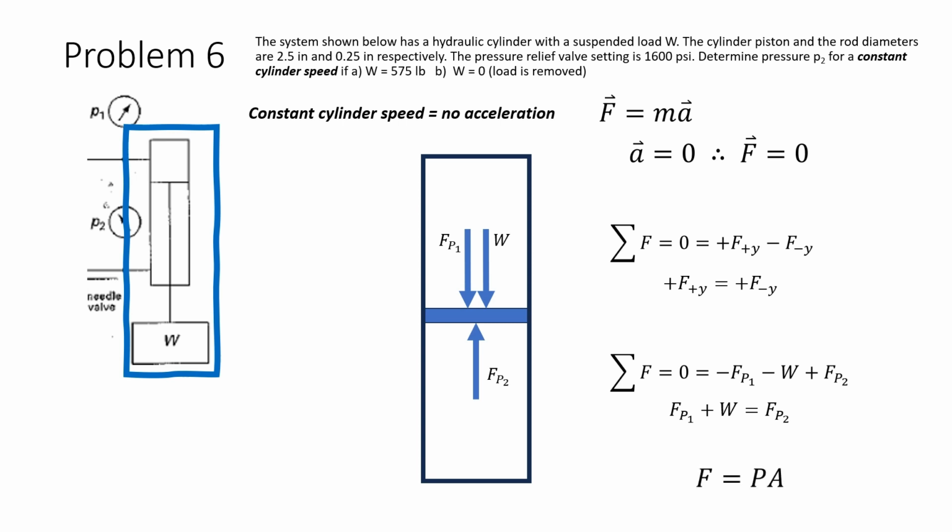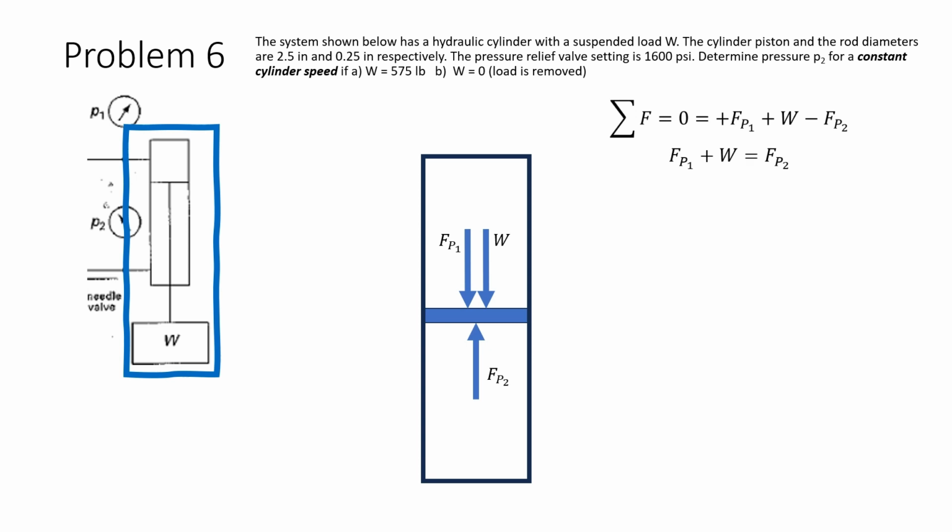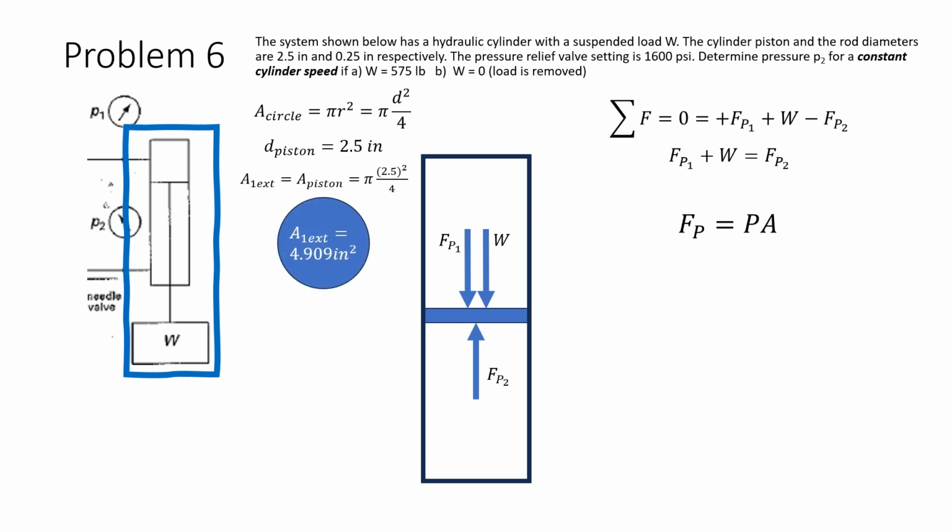Now where we're going to pull in our fluid class is with force equals pressure times area. Let's just carry over those equations. When it comes to the area that our air pressure is acting on, the area of a circle is pi r squared, or pi d squared over 4. The first value we have is the diameter of the piston, 2.5 inches. If we plug that into the equation, we get the area for extension, or the area of the piston, equal to 4.909 inches squared.